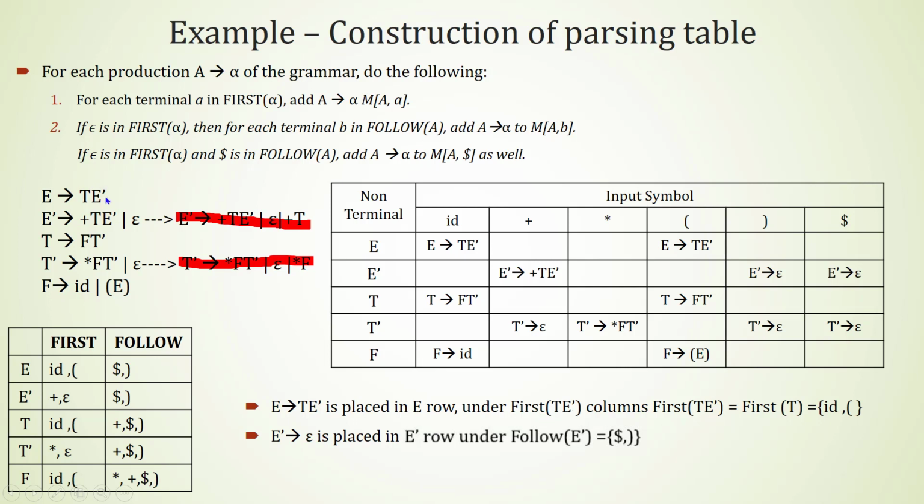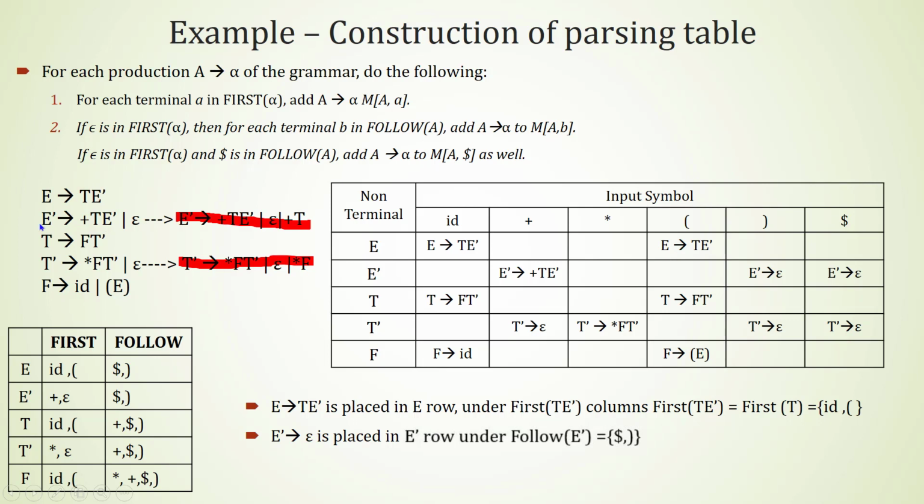First of the right hand side, first of RHS, that is T dash. First of T dash means first of T, because in T dash the symbol T comes first. So what is first of T? ID and opening bracket. So in the E row, under ID and under opening bracket, I am going to place E gives T dash.